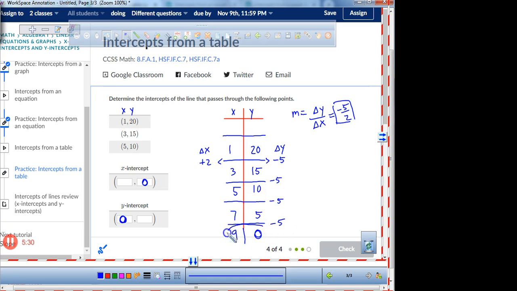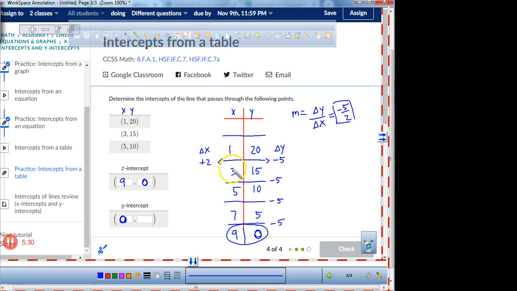So what do I have? What's my ordered pair? 9, 0. What do you guys think that is? The x-intercept or the y-intercept? This is going to be the x-intercept. Okay. Because it's at 9 and a 0, so my y-value is equal to 0. So I found it without even using the graphing calculator.